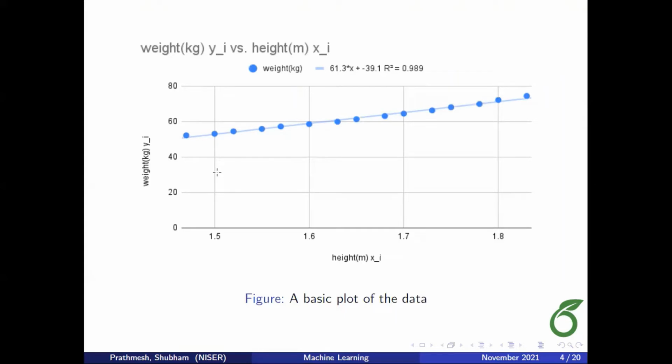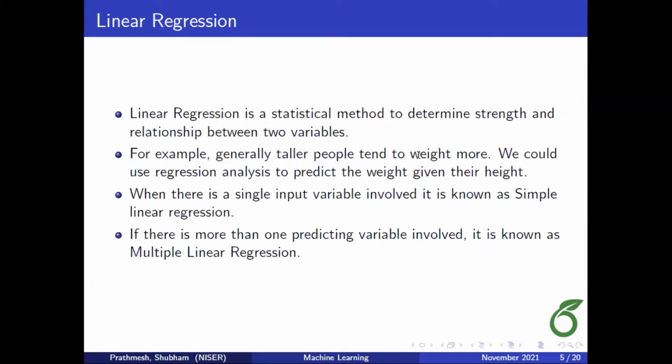This is the central theme of linear regression: it helps you find a linear relationship between your input variable and output variable. Speaking a bit more formally, linear regression is a statistical method to determine the strength and relationship between two variables. For example, generally taller people tend to have more weight. How will you model this relationship? To model such relationships, we in general use something called regression analysis. When there is a single input variable involved, as in our case, where we were just trying to find the relationship of weight with height, this is known as simple linear regression. Most of our discussion will be focused on simple linear regression.